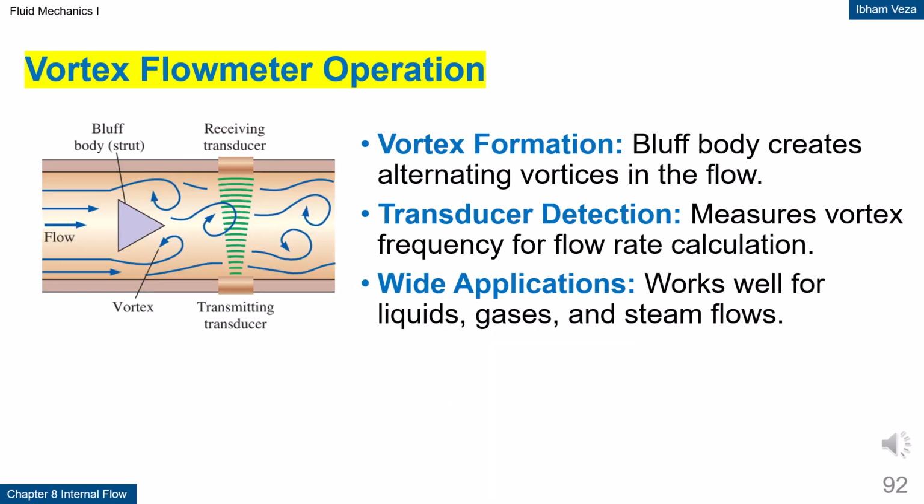Vortex flow meter operation. A bluff body in the flow causes periodic vortex shedding behind it. The frequency of vortex formation is proportional to the flow velocity. A sensor detects this frequency and converts it into a flow rate signal. This method can be used for liquids, gases, and steam. Its design is relatively simple and robust for harsh process conditions.